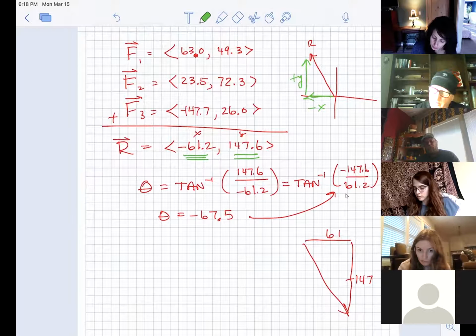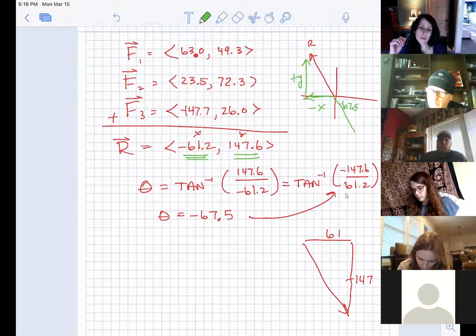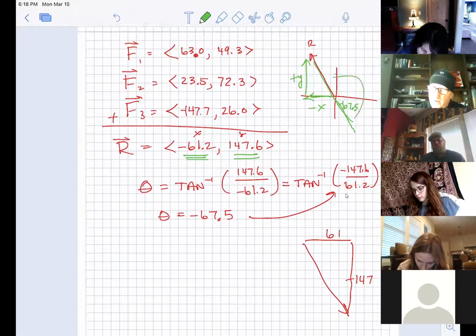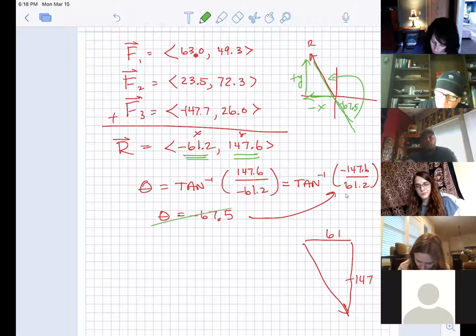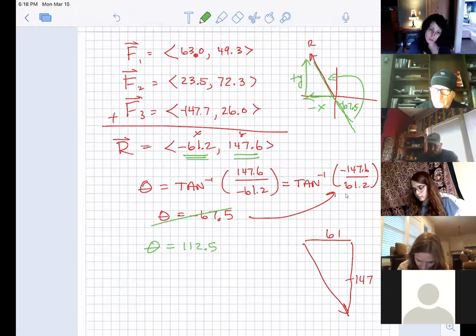So what you should understand from previous classes is we just got this answer, negative 67.5. And the other answer that's equal is 180 degrees off of that. So if I just add 180, look at that, 112.5. So theta is actually 112.5. Can you see why AutoCAD gave us 113? Because it rounds off to the nearest degree. If I'd set that to round to the tenth, we would have got 112.5. So we know the direction, cool.